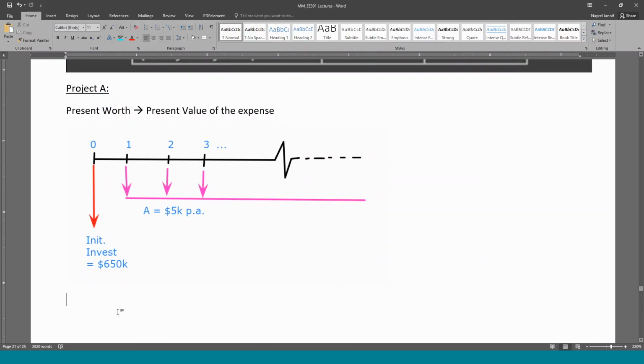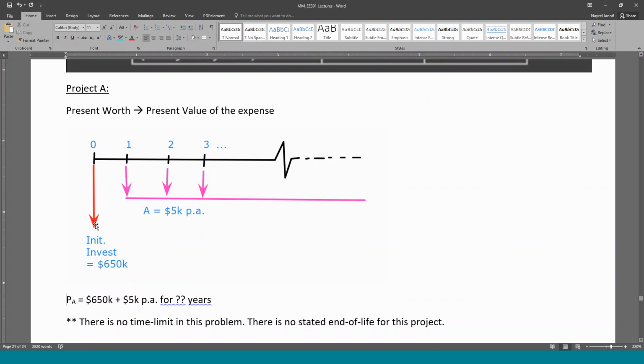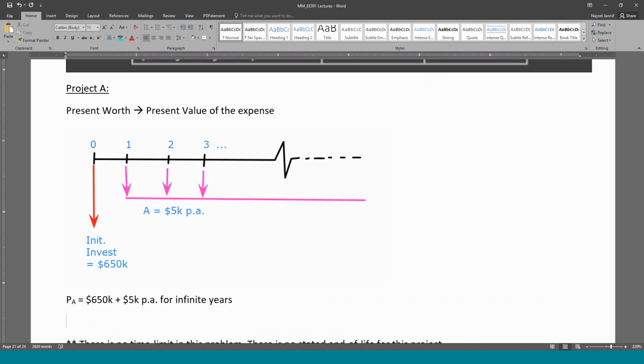Okay, so having a look at that, what we want to do is calculate our present value, present worth. The present value is the present value of these expenses. So we know that that will be the initial investment plus $5,000 for infinite years. There is no end of life. Okay, so how do we deal with this?